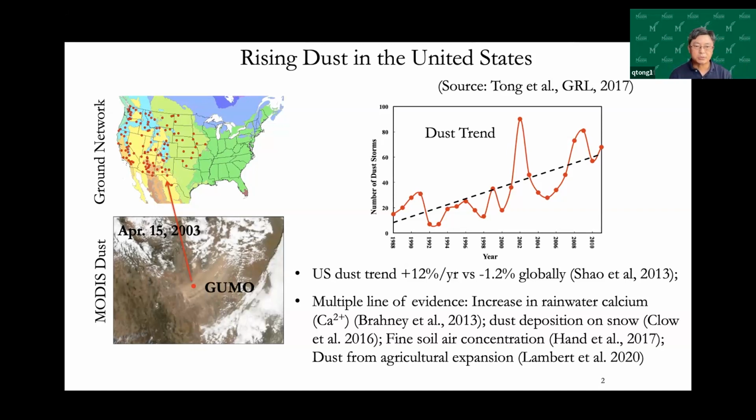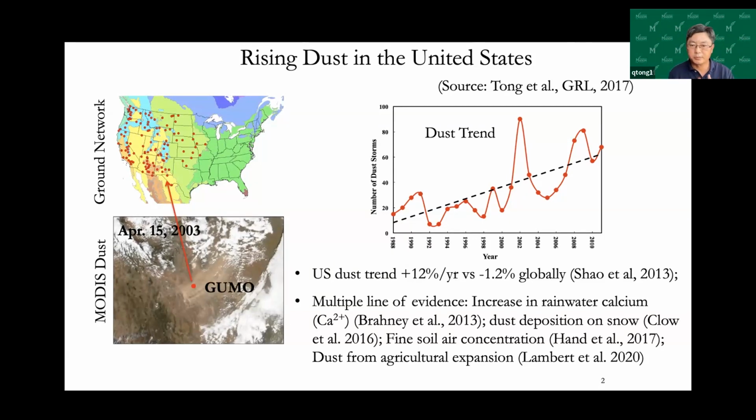So since a few years ago, I have studied, with NASA funding support, the trend of dust storms in the Western United States. We started with a modest dust detection and then used the satellite data to train a dust detection algorithm. Combining that with the ground monitoring data, we came up with a long-term trend. What we found was very surprising in that the US dust storm frequency has been increasing about 12% per year in the past 20 years, which is 10 times faster and in the opposite direction of the global trend.